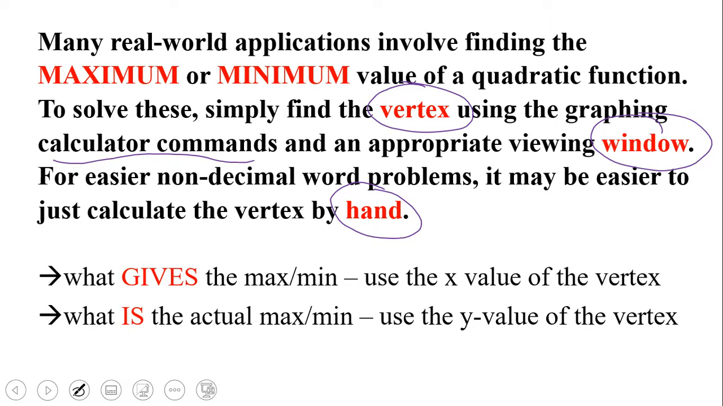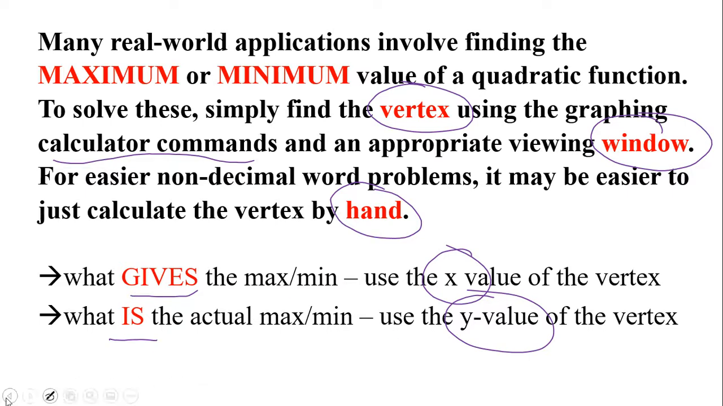Finally, when you're being asked these types of questions, make sure that you read the problem carefully and only give me the answers that I'm asking you for. So sometimes they ask you what gives the maximum or minimum. If they're asking you what gives the maximum or minimum, make sure that your answer is the x value of the vertex. If they're asking you what actually is the maximum or minimum, make sure you're giving the y value of the vertex. Technically, if I ask you for both, it's wrong if you only give me one. And if I ask you for only one and you give me both, it doesn't show me whether or not you actually know the difference. So please make sure you only find for me exactly what I ask for.